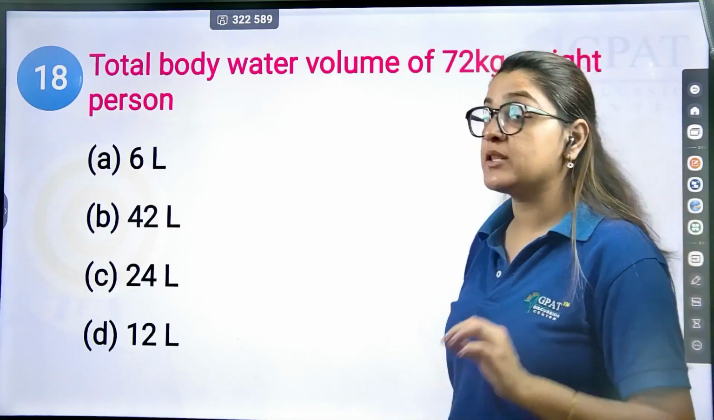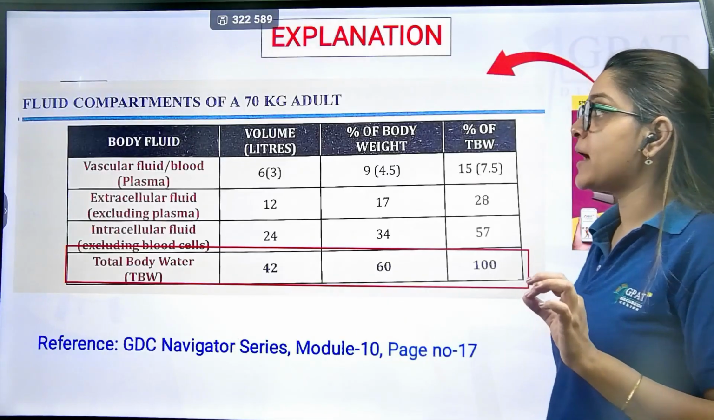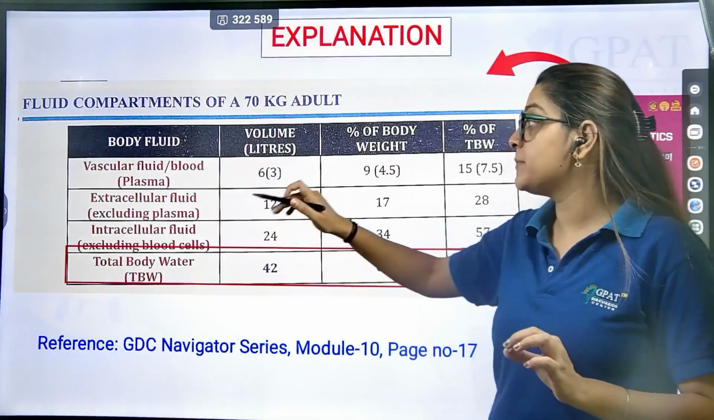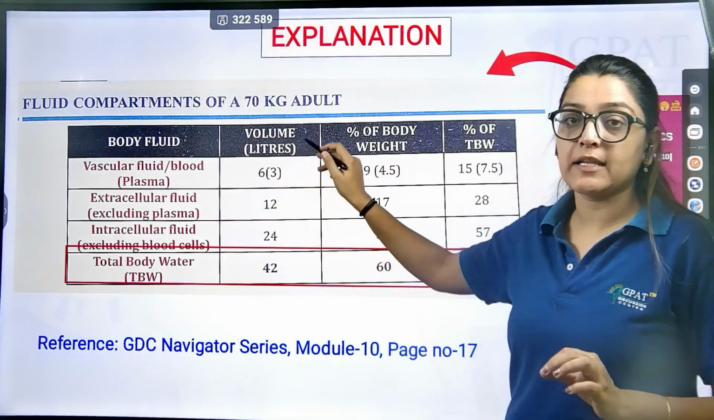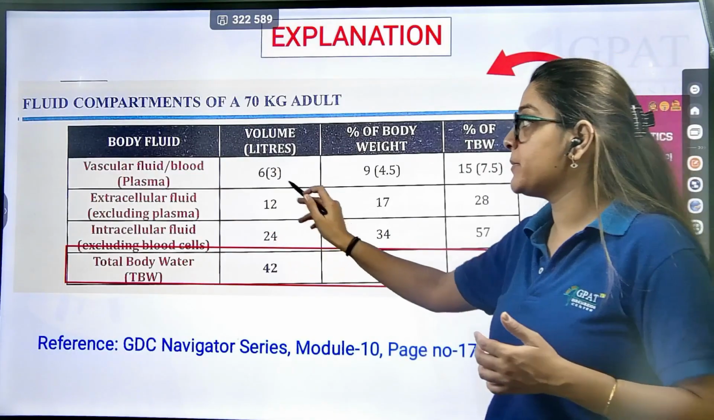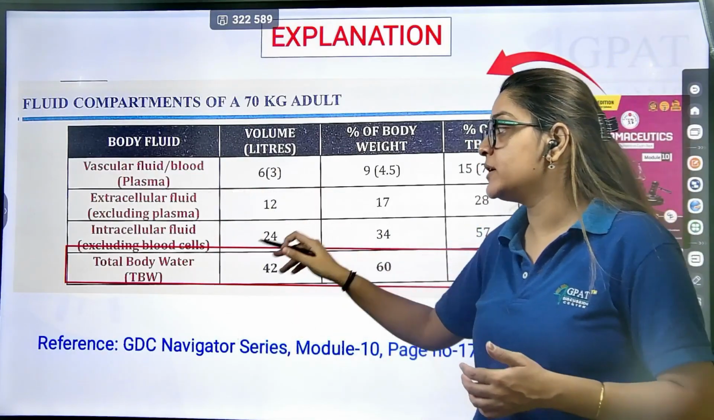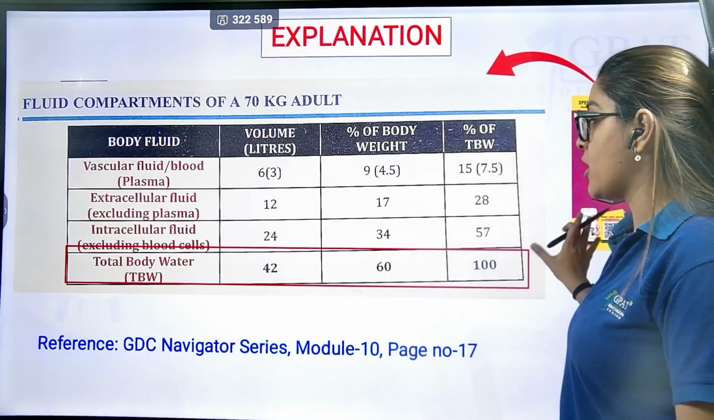So this is going to be 42 liters. Note it down. The plasma compartment or the vascular compartment volume will be 6, and the plasma will be 3 liters. The ECF, which excludes the plasma, will be around 12 liters. The ICF, which is the intracellular fluid, is around 24 liters, and the total body water will be around 42 liters.